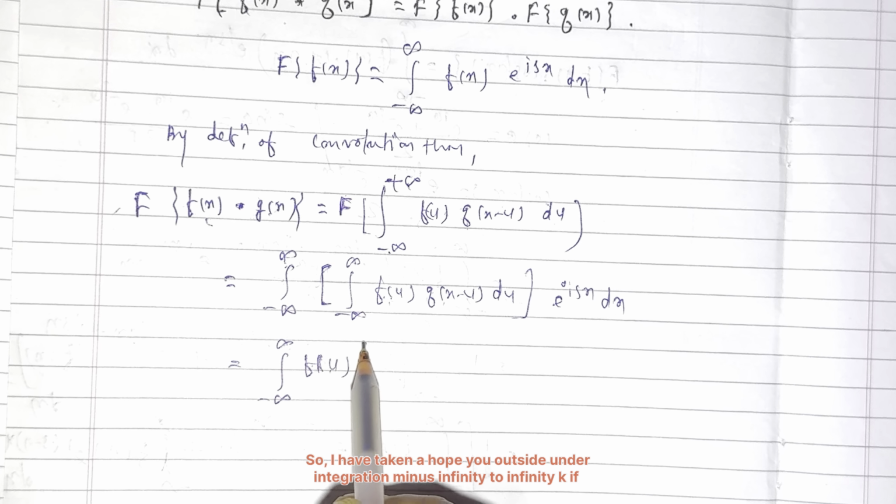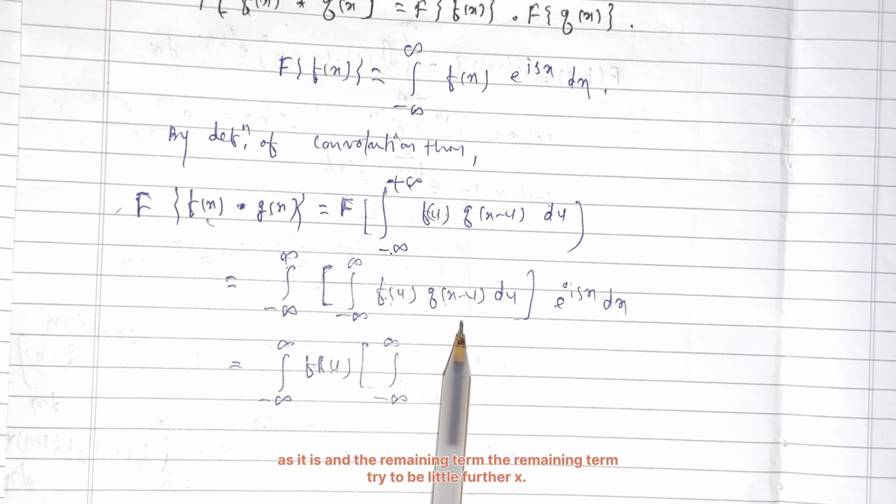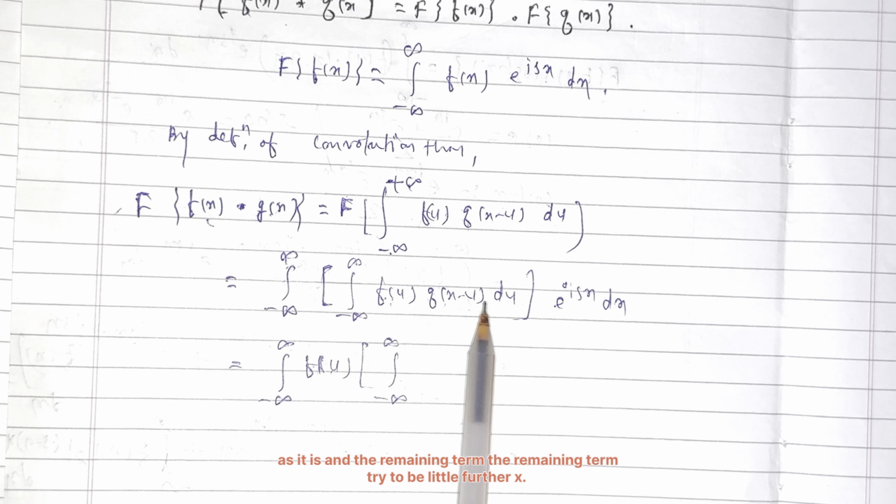Under the integration from minus infinity to infinity, keep as it is, and the remaining terms we build for x. So g of x minus u, keep as it is, having the x term present here. e raised to isx we also take inside, and a dx also inside. And du we take outside. Now see how I have changed the order of integration.